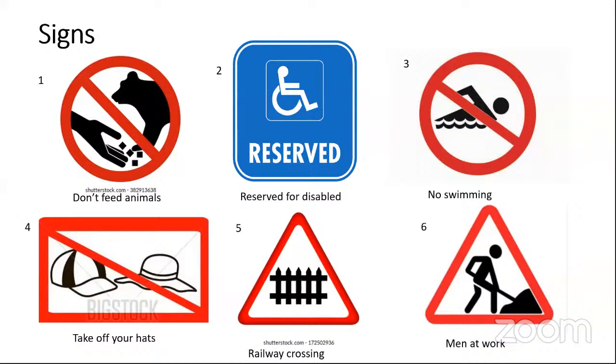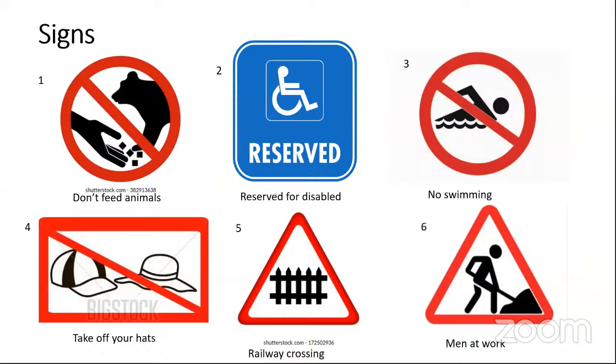And the next one. Number 2, reserved for disabled. I know you have seen this symbol everywhere. So try to remember what is the place you have seen this. And number 3, no swimming. No swimming. When you went on trips, this sign is everywhere. Please try to remember what is the place you can see this sign.